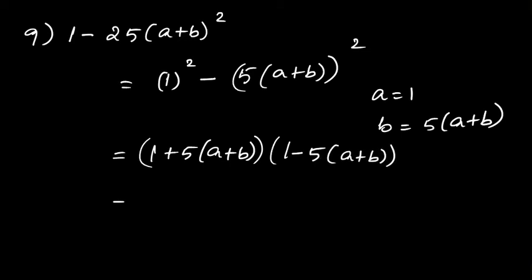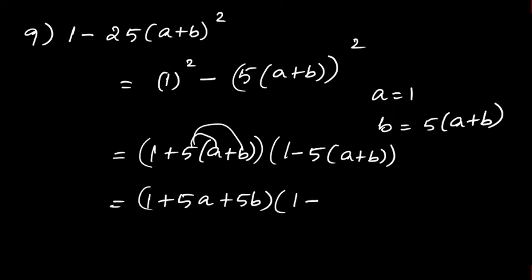So the next step, multiply 5 inside. So 5 into a and 5 into b. So we get 1 plus 5a plus 5b, into, similarly, 1 minus 5 into a, 5a, so minus 5 into b, minus 5b.